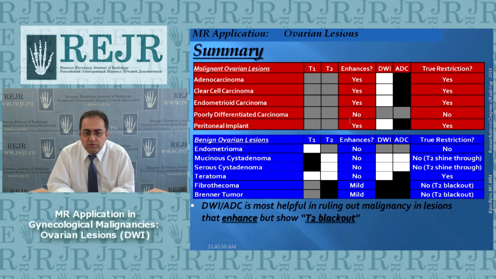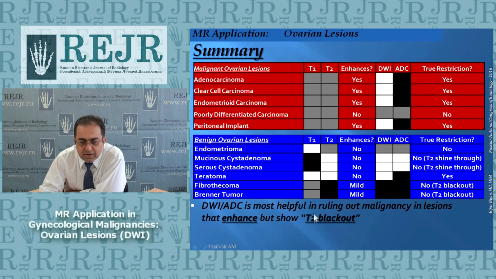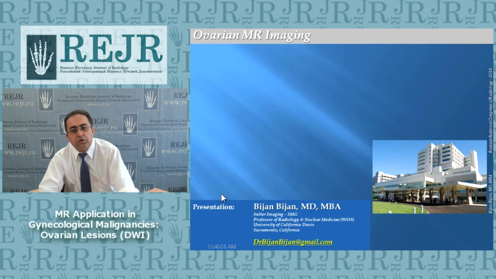As a summary, if you want to review this table together, this basically shows you different benign and different malignant lesions with different T1, T2, DWI, and ADC characteristics. So I want you to pay attention to this area. If a lesion is dark on DWI and dark on T2, and they may actually show a little enhancement, most likely you are looking at fibroma, fibrothecoma, or Brenner tumor, and these are those that show T2 blackout.